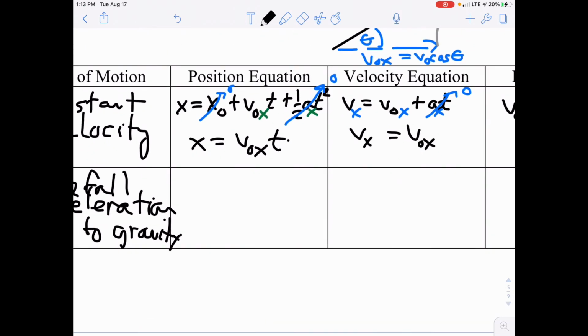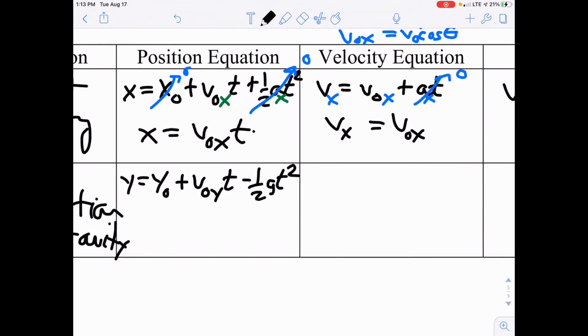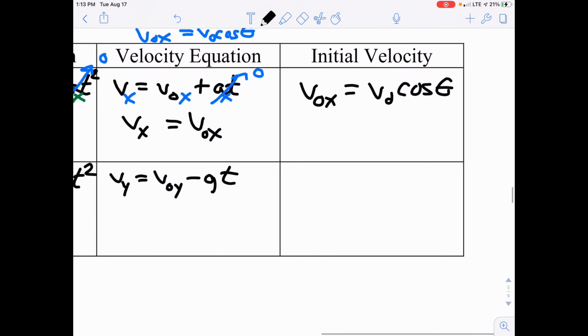Now let's talk about the position, velocity, and initial velocity equations for the vertical direction. The vertical equation would be y equals y naught plus v naught y t minus 1/2 g t squared. Notice all we're really doing is just giving a direction to that initial velocity, that's all. v in the y direction is going to be equal to v naught in the y direction minus g t. It's the free fall equation, I'm just giving the velocities a y direction. Lastly, v naught y is equal to v naught times the sine of the angle.